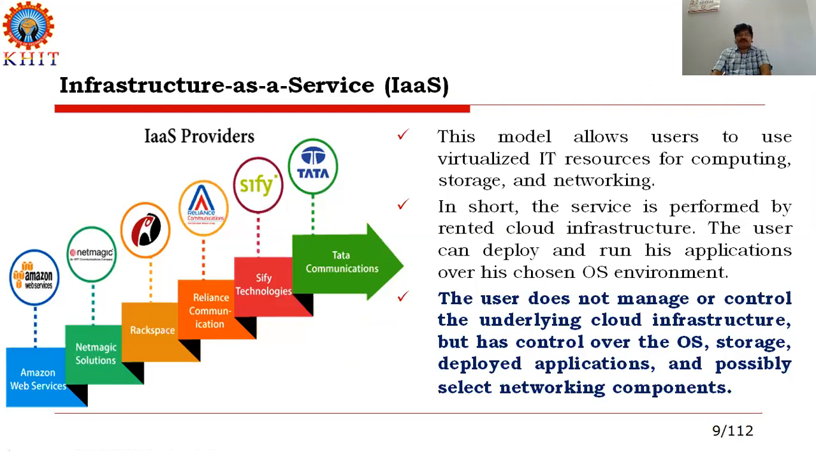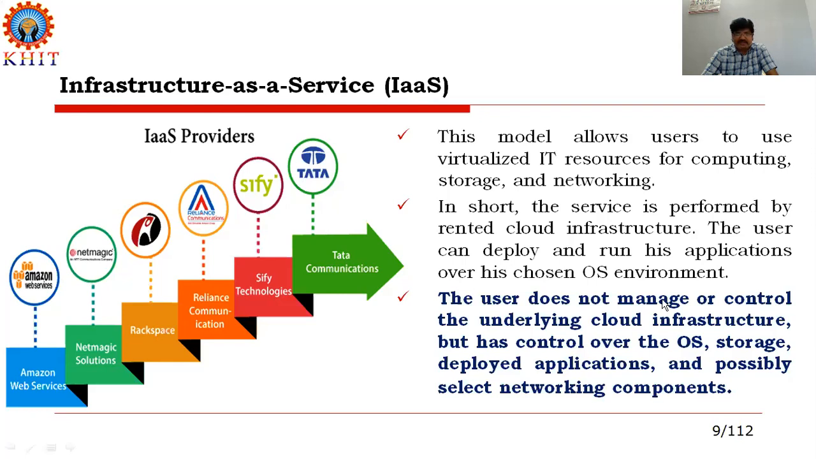So now we discuss some cloud service models. The well-known service models are categorized into three ways. The first one is IaaS, which stands for Infrastructure as a Service. The next one is PaaS, which stands for Platform as a Service. And the last one is SaaS, Software as a Service. So what is IaaS, Infrastructure as a Service? Now let us see.